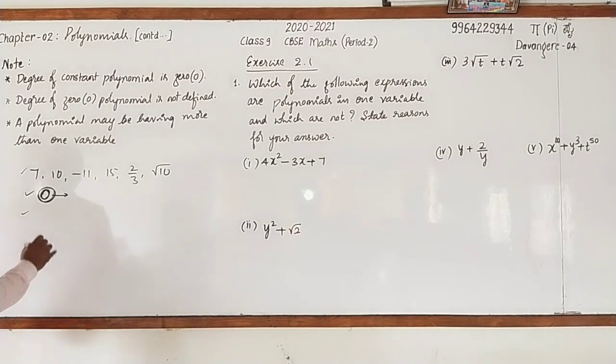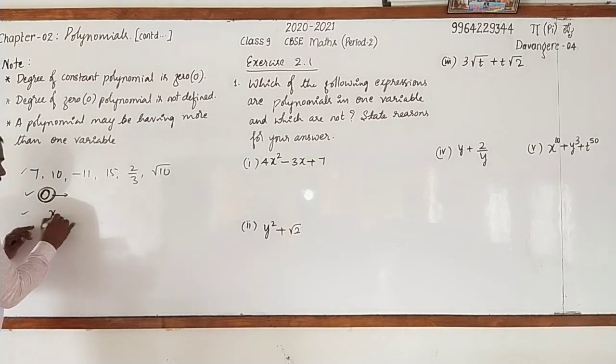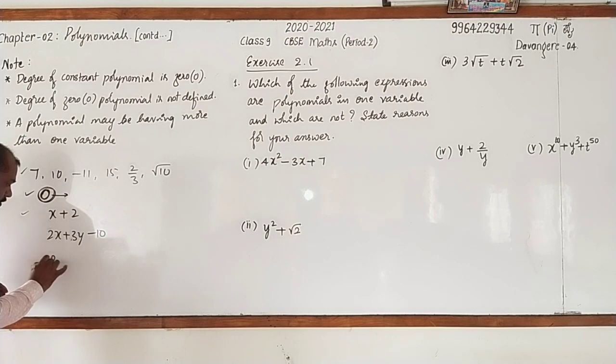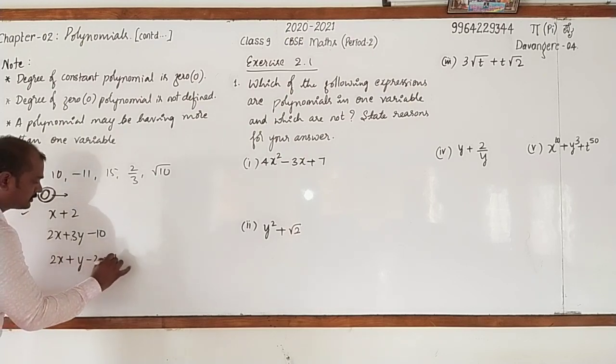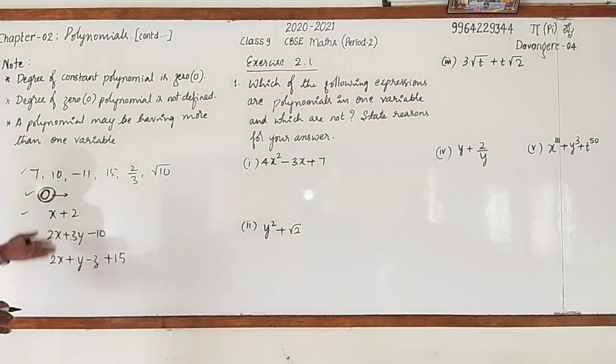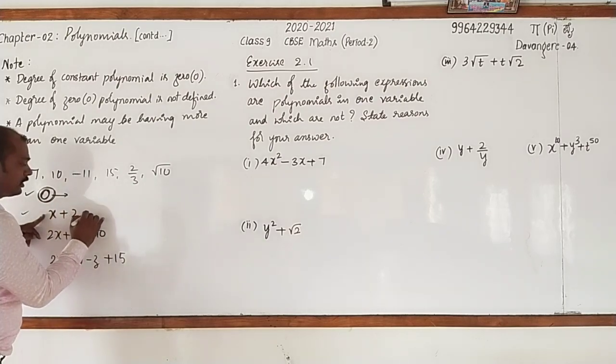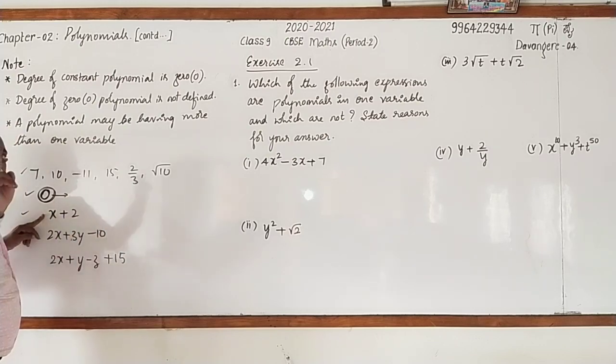And a polynomial may have more than one variable. I will write some polynomials. Observe it. Here it is x plus 2. Then 2x plus 3y minus 10. Then 2x plus y minus z plus 15. Observe, all these are polynomials. In the first polynomial, we have the variable x. How many variables are there? There is only one variable. So we can call it a polynomial in one variable. Clear? Next.